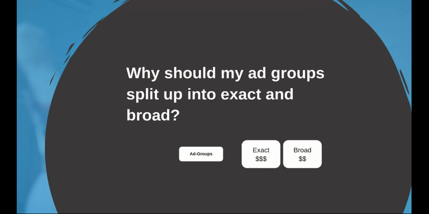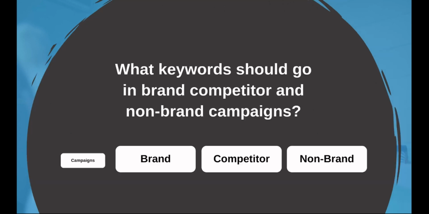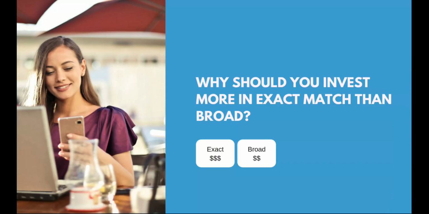So why should my ad groups be split up into exact and broad? I covered that in the last slide. Basically, you want to be able to invest in the keywords that are performing for your business really well in a separate group, because you can control your ad spend easier there. So it's better practice to have those separated in that way. And what keywords should go into brand, competitor, or non-branded campaigns? Brand is going to be, like I said before, your brand associated keywords. Competitor are going to be your competitor associated keywords, and non-brand keywords are going to be your industry specific keywords. What are people using to search for you?